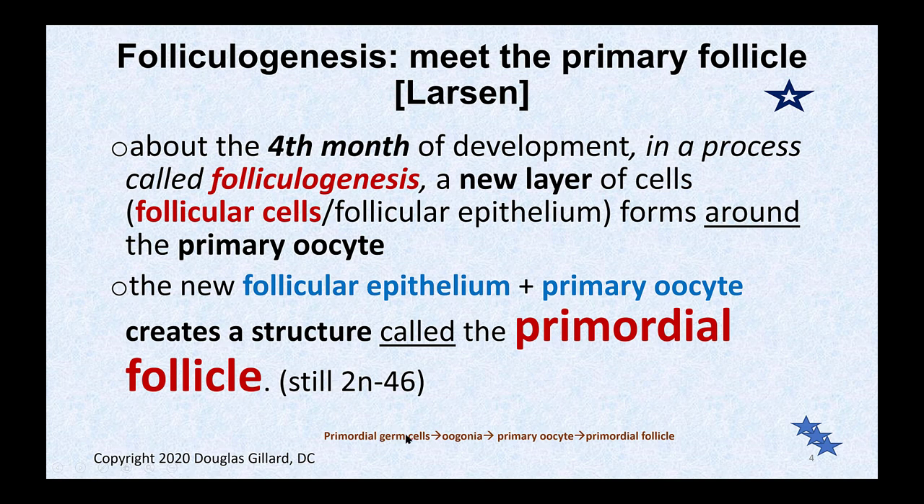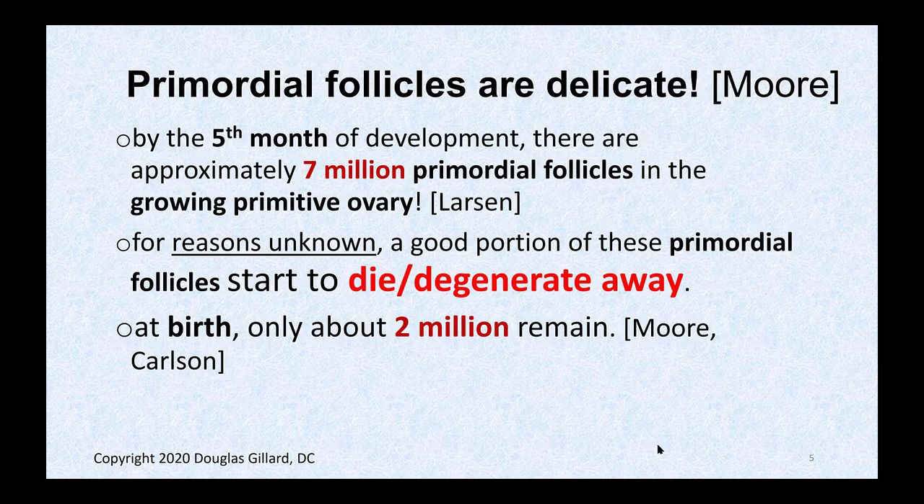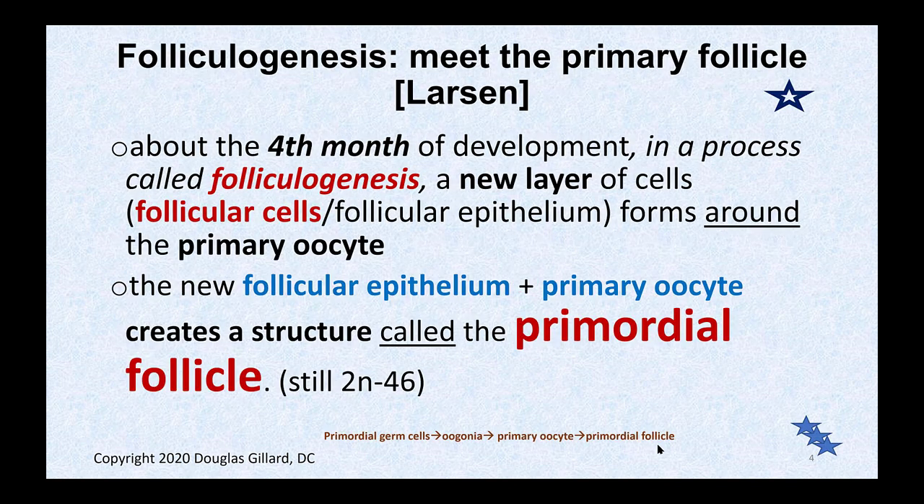So we went from primordial germ cells coming out of the yolk sac. They formed oogonia. Oogonia started meiosis and became primary oocytes. Primary oocytes got wrapped by a layer of follicle cells or follicular cells and became primordial follicles. See how that goes? And the primordial follicles, they're delicate. That single layer of cells doesn't do the greatest at protecting the primary oocyte.